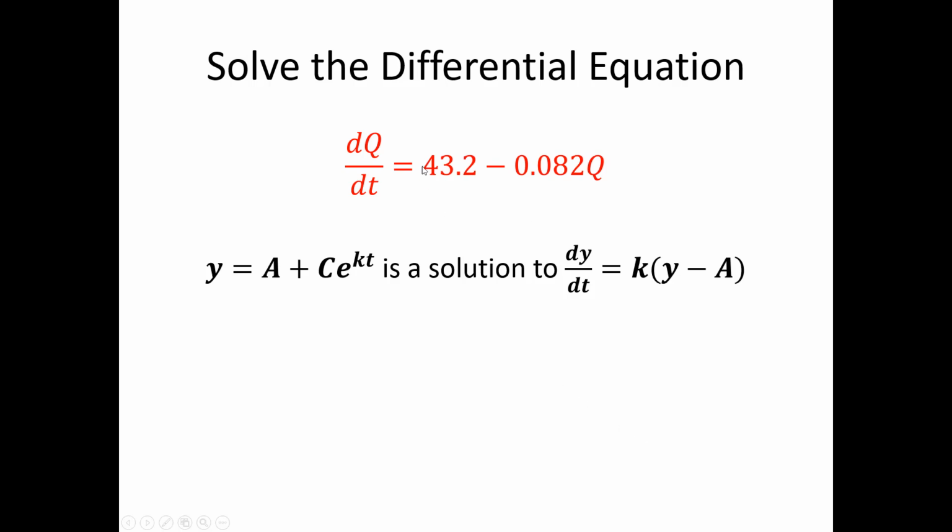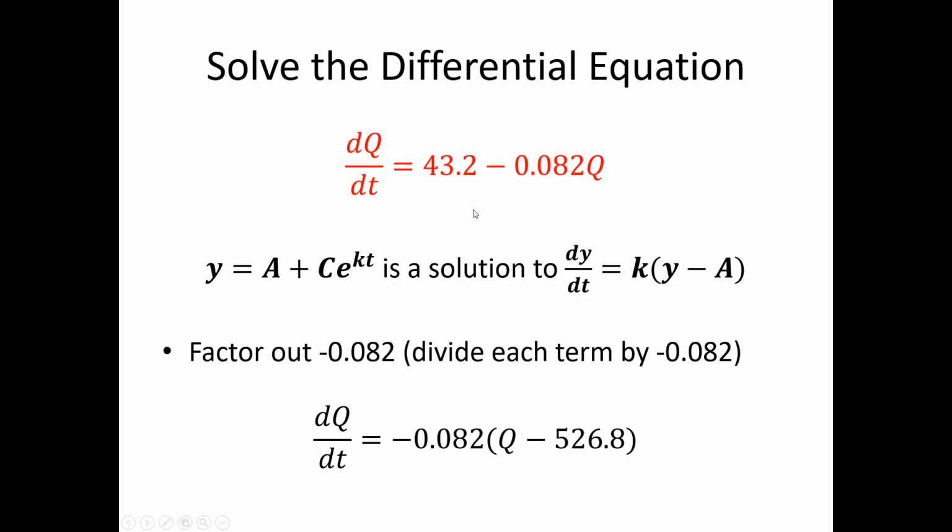Now, this is a different solution to this differential equation. The differential equation with rate in minus rate out is given by this on the left. Now, we have to make what's on the right look like this. That's easy because you just factor. How do you factor? You divide. So I'm going to divide negative 0.082 out of every single term. If I take negative 0.082 and divide it on this term, that's where Q comes from. If you pick up your calculator and take 43.2 divided by the k, negative 0.082, because that's what's getting factored out, you will see where that number came from.